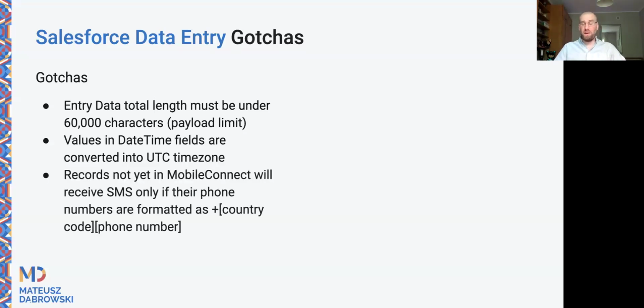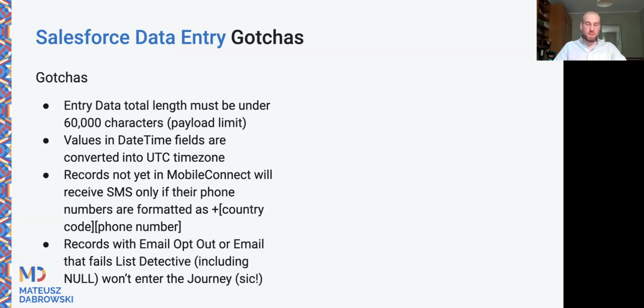Another weird gotcha is that if the record does not yet exist in Mobile Connect, you will need to push the phone number with the country code and the plus sign for it to be triggered in case of the Salesforce data entry. And this is, of course, interesting because this is not the format that you want for normal sending of SMS from the data extension, but there is actually a solution that calculates the correct locale based on this convention. So be sure to use the correct format for Mobile Connect.